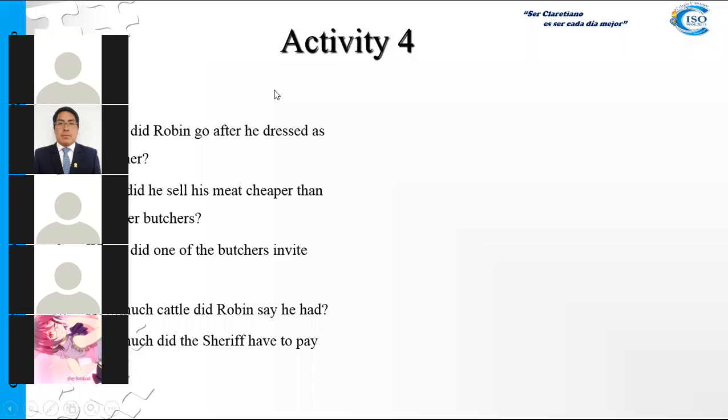Profe, ¿puedes mostrar otra vez el 5? The 5? Yeah. The sheriff wanted to buy Robin's cattle. Okay. The sheriff wanted to buy Robin's cattle. This is the number five, okay, the last.